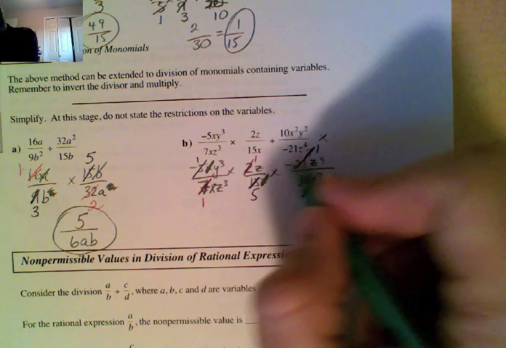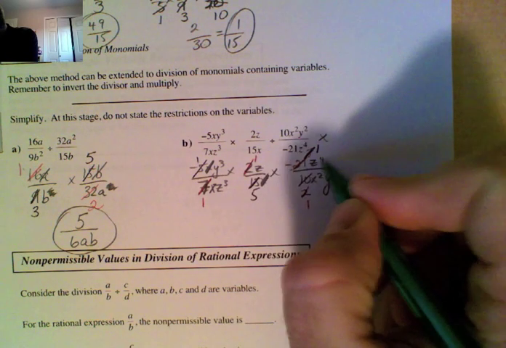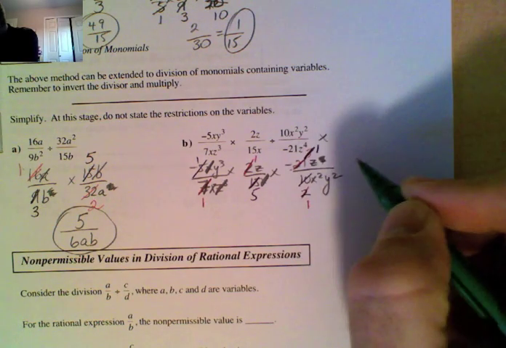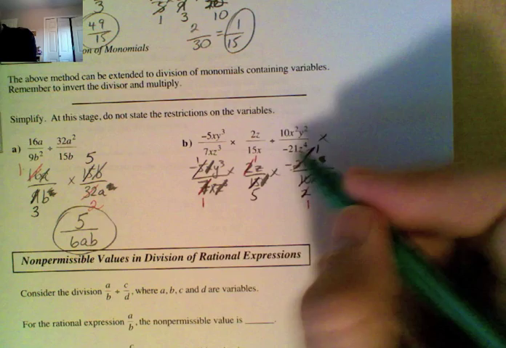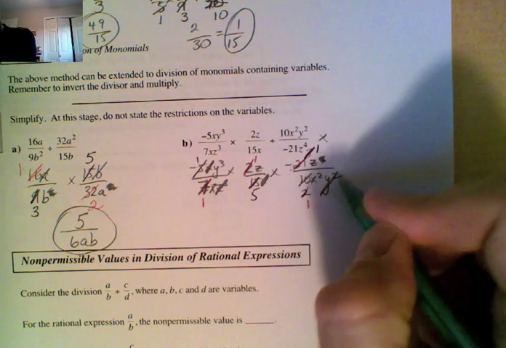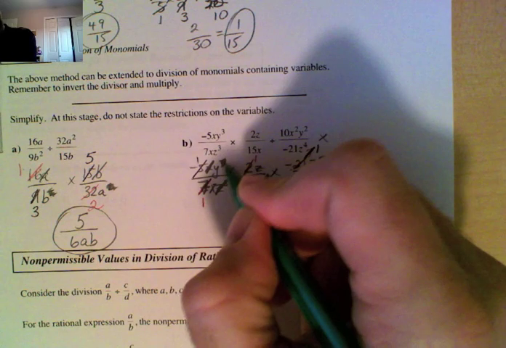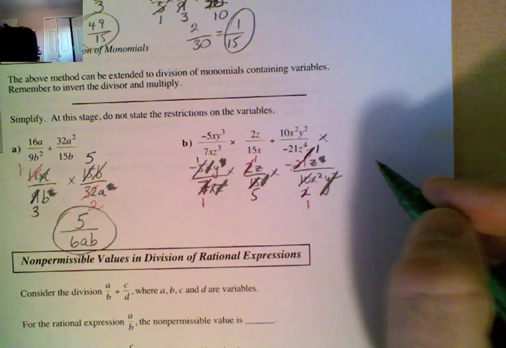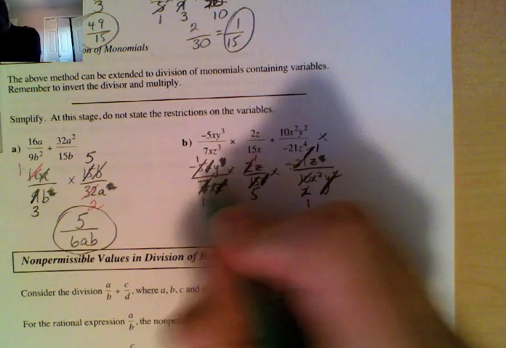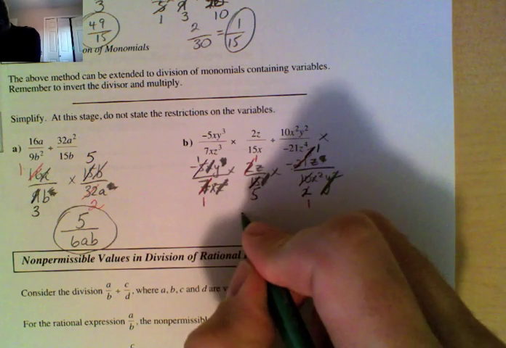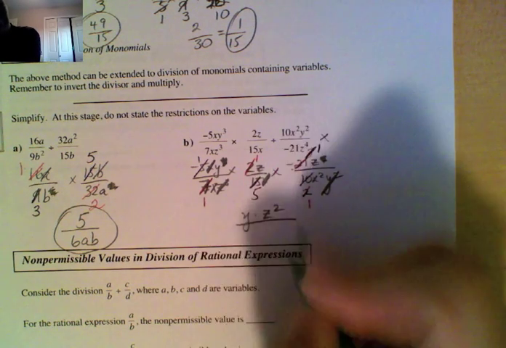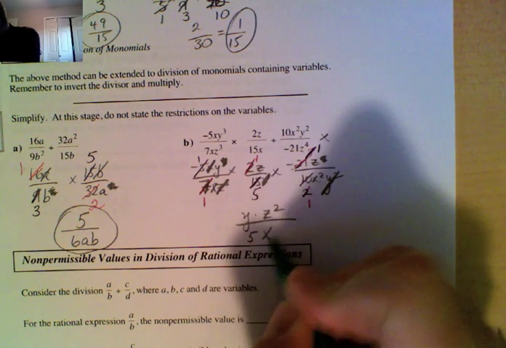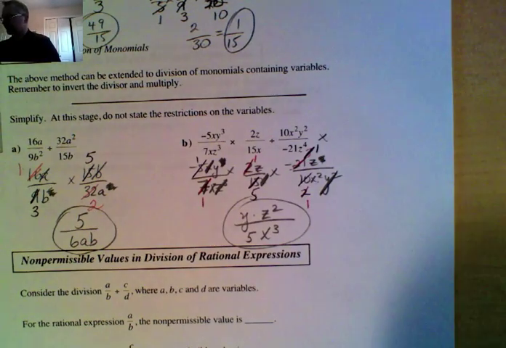If I look at the z's, z cubed cancels out with z to the fourth, leaving 1z in the numerator. Let's look at the y's. The y squared here cancels out two of those y's in y. What else do we have? I think that's about it. So in the numerator we have y, z, z, so that's y times z squared. And in the denominator we have a 5, we have an x cubed. So there we go. That's in simplest form.